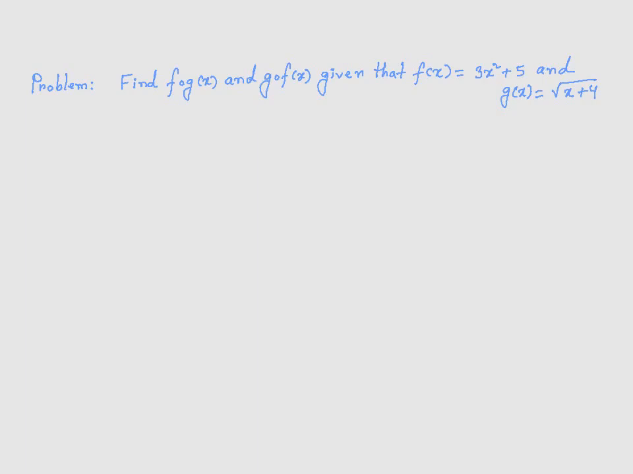In this video, I am going to do function composition. Find f composed with g and g composed with f, given that f of x is equal to 3x squared plus 5 and g of x is equal to square root of x plus 4. Remember the definition of function composition. So f composed with g of x, by definition, is f of g of x.